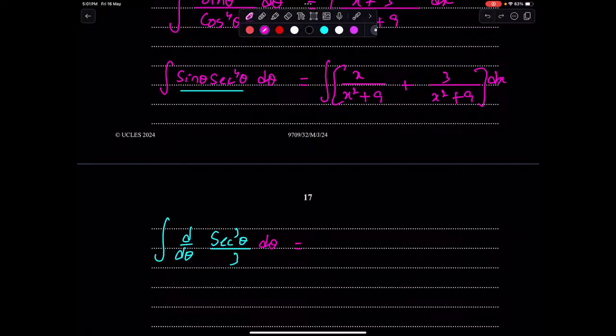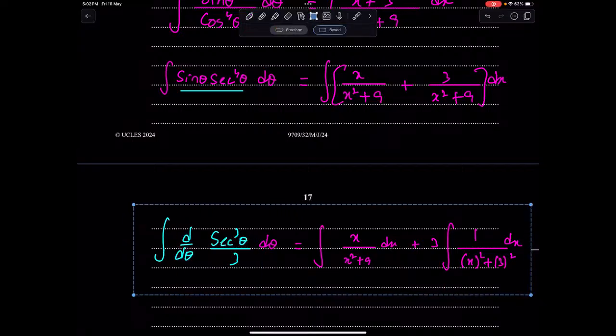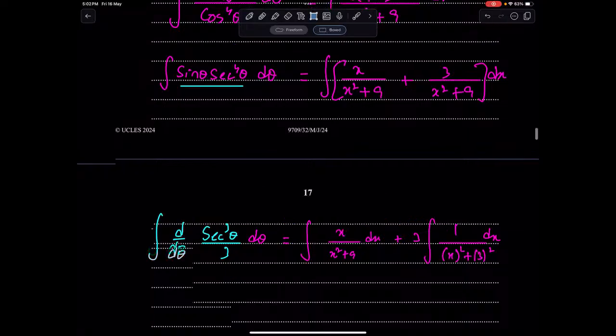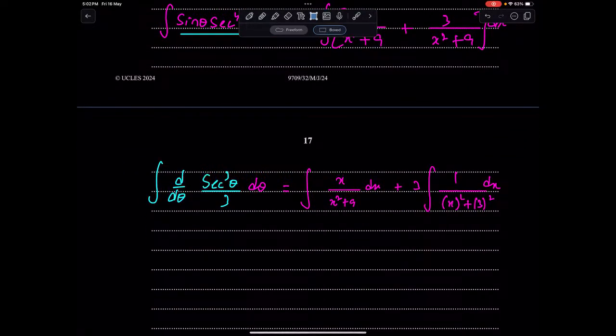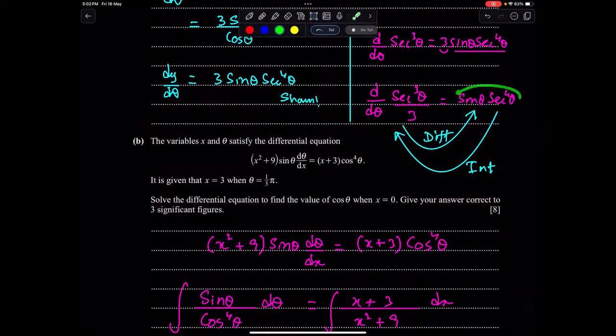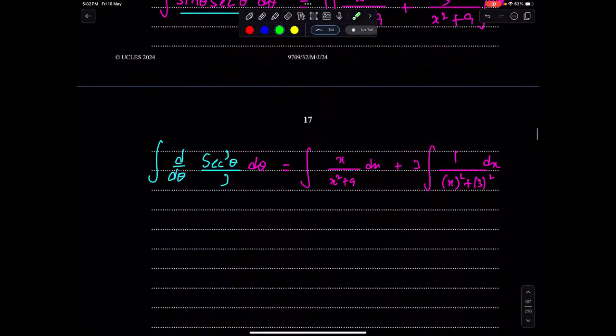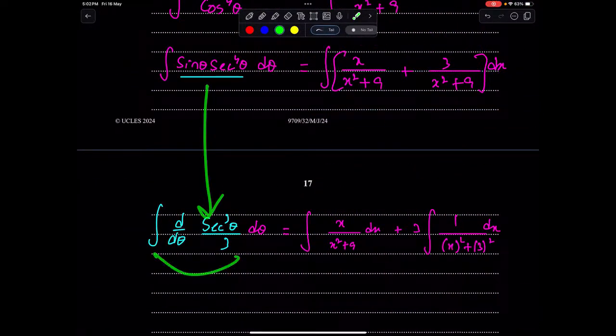I'll tell you the other option as well. So x upon x square plus 9 dx, we can write 9 as 3 square, because this is the structure of the tan inverse formula. So this is the first option and the easiest option. Replace this by this thing over here.